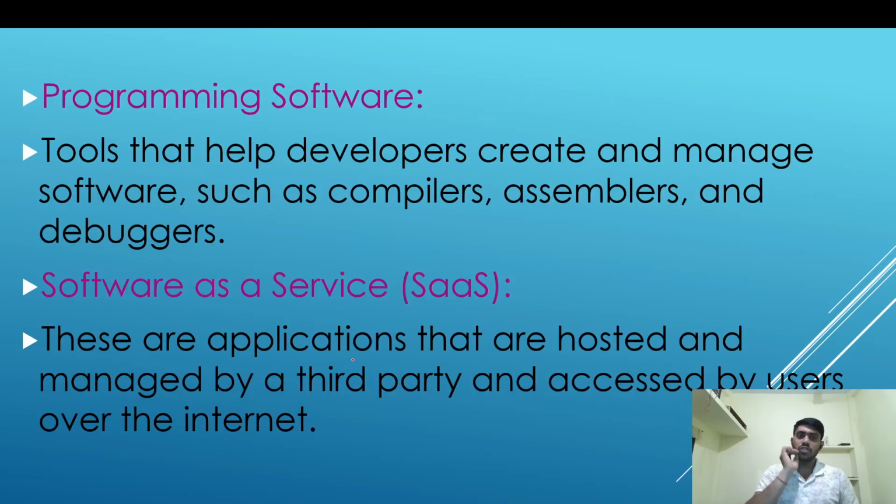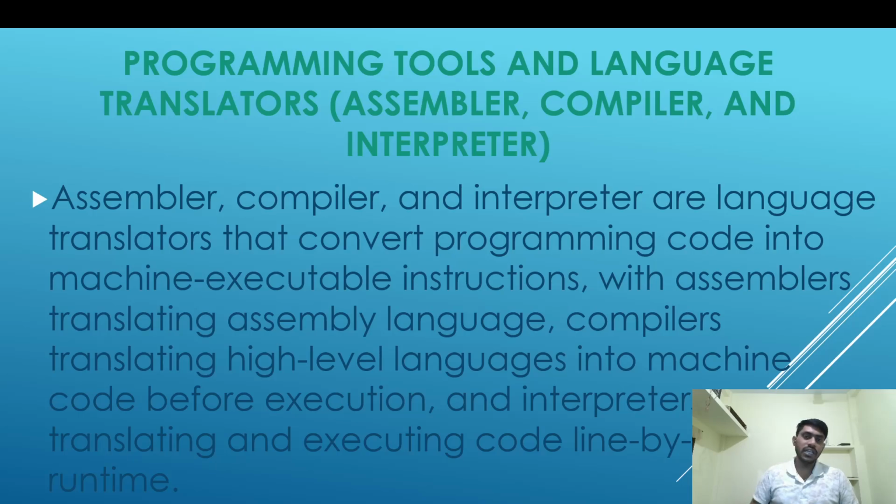Okay, then programming software, it is also a kind of software like compiler, assembler, debuggers. These are called programming software, used to convert the programming language into machine level language. Then software as a service, these are applications that are hosted and managed by a third party and accessed by the users over the internet. Third party application, software as a service. They are providing software as a service, SaaS. Okay, hosted and managed by a third party. Then programming tools and languages: assembler, compiler, and interpreter.